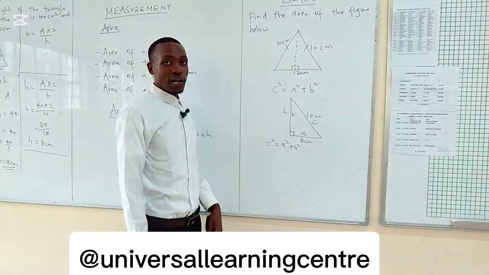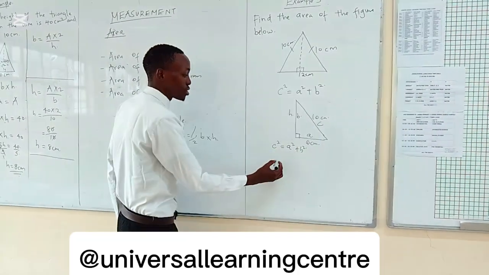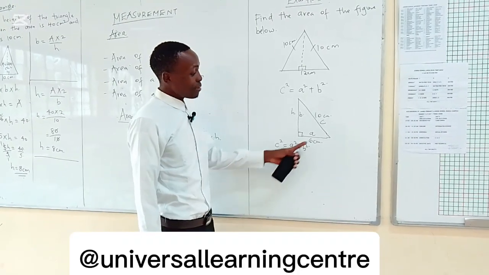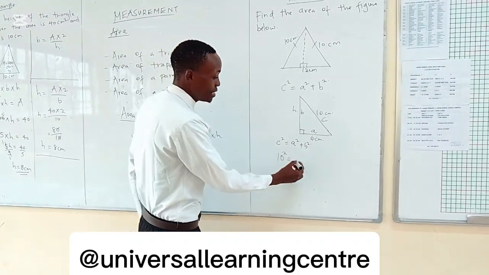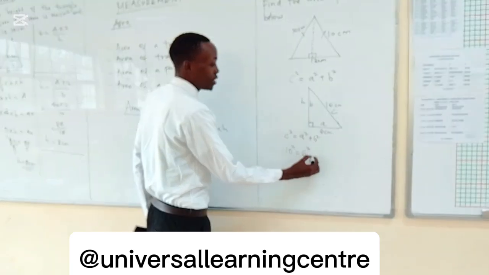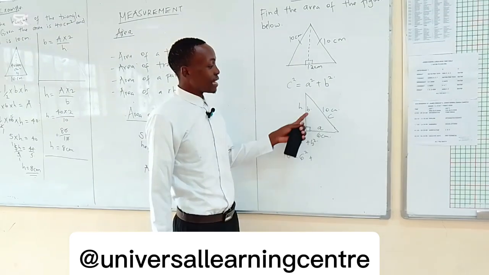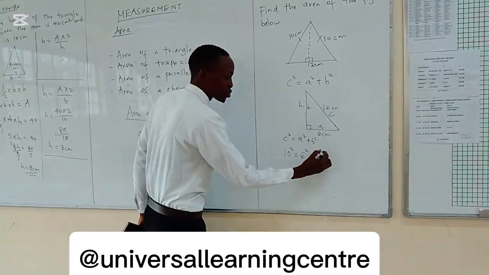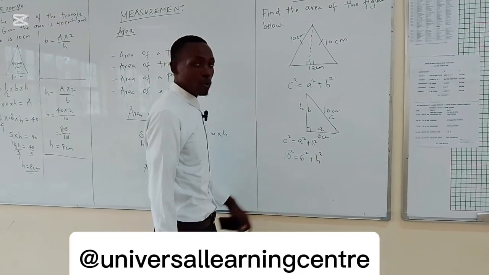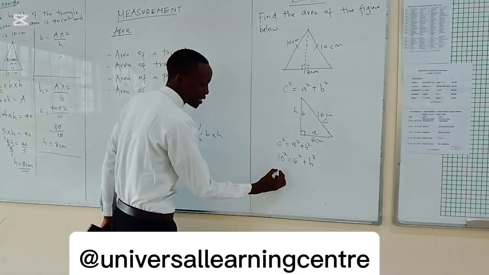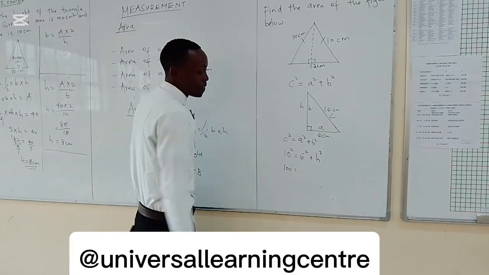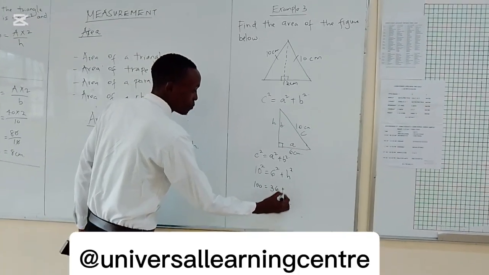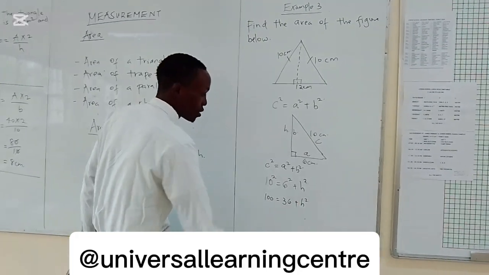Now, from the Pythagoras theorem, c squared is equal to a squared plus b squared. The c squared is the hypotenuse, which is 10, so you take 10 squared is equal to a, the base, which is 6, so 6 squared plus b, the height. You don't have the value for height, so you just take h squared. After that, you work out what 10 squared is, which is 100. Then 6 squared is 36, then plus height squared.